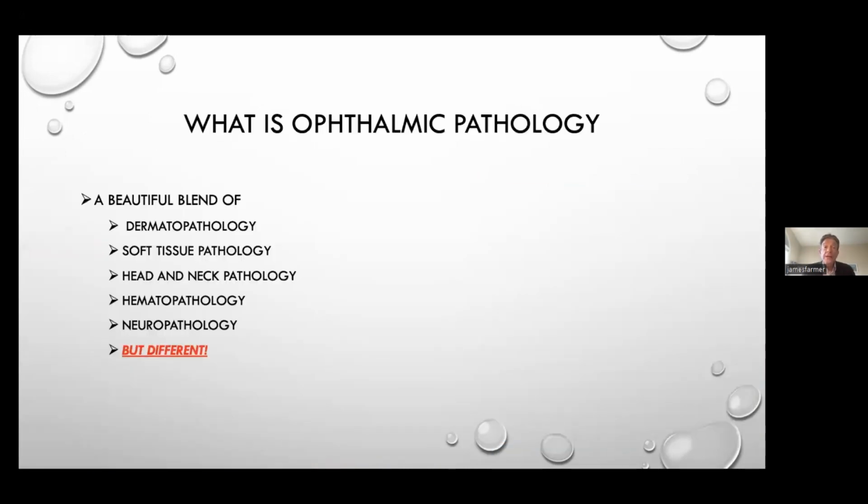What is ophthalmic pathology? It's also a beautiful blend of dermatopathology, soft tissue pathology, head and neck pathology, hematopathology, neuropathology, but we're different. And what I hope to do in the next 45 minutes or so to an hour is to go through the spectrum of ophthalmic pathology, show you what we look at and see and can diagnose. And if any of you are writing your American board exams, some of these topics will come up on your American boards. So it might be a little bit of a refresher as well for some of the topics I'm going to talk about.